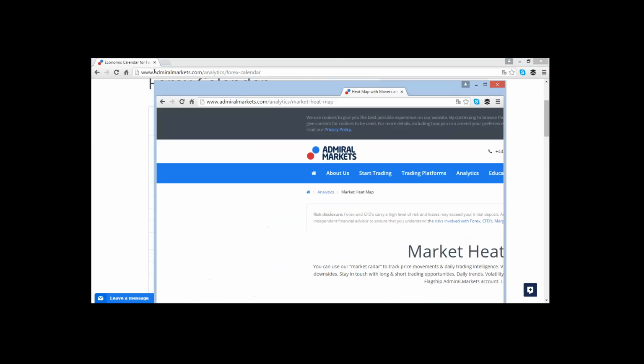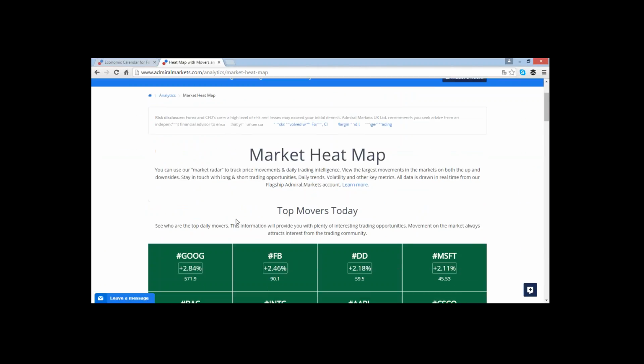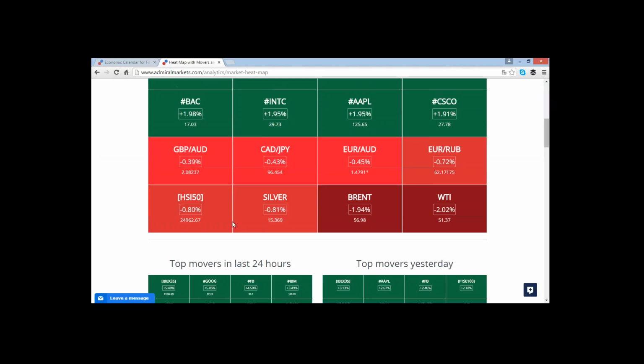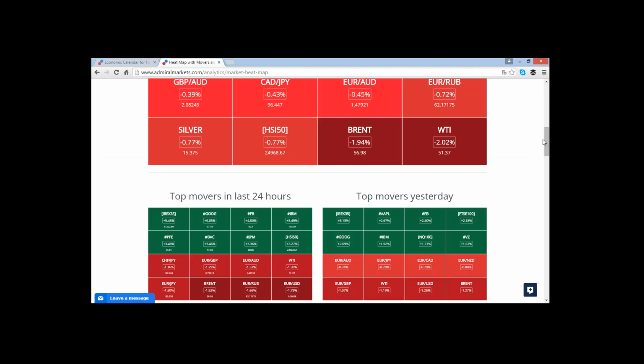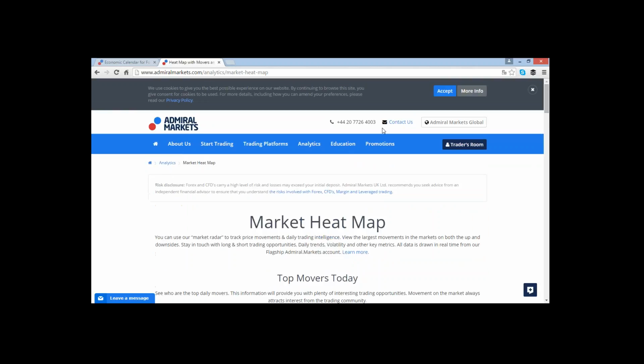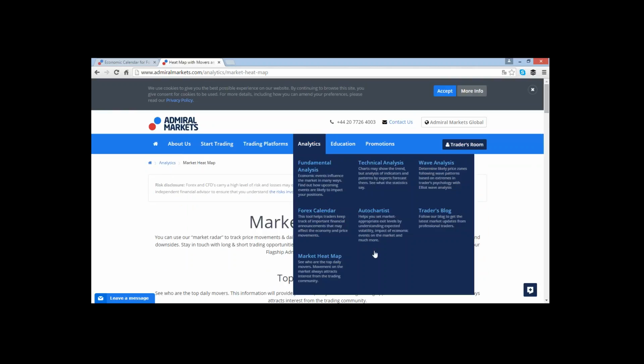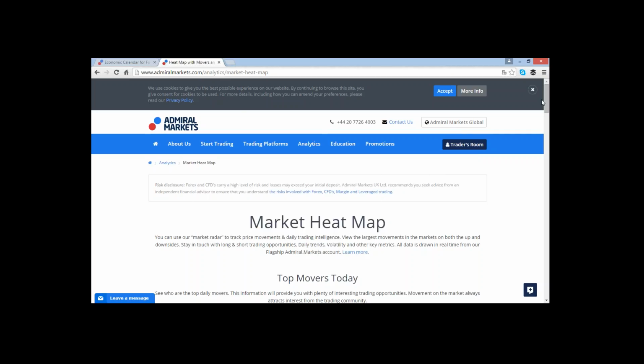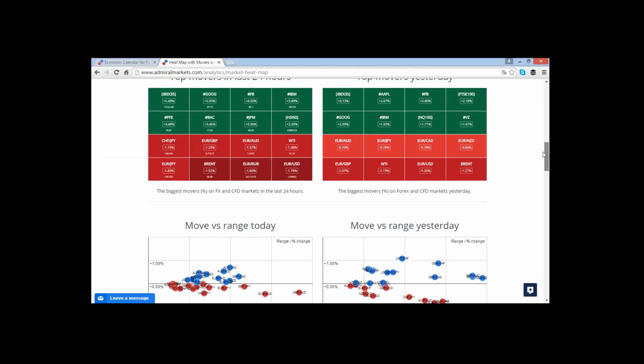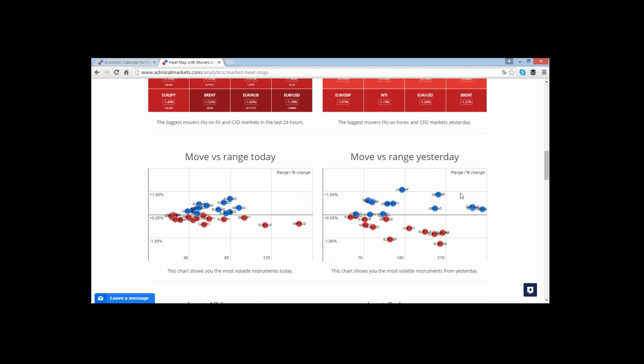Another thing I want to show you before we really dive into the live charts here: this is an interesting heat map that you might want to take a look at. There's a lot of cool stuff, if I may say so, on the Admiral Markets website, like this heat map. You might also want to take a look at these cool graphs, move versus range, and which pair is basically the volatile one compared to the others. Let me explain this one.